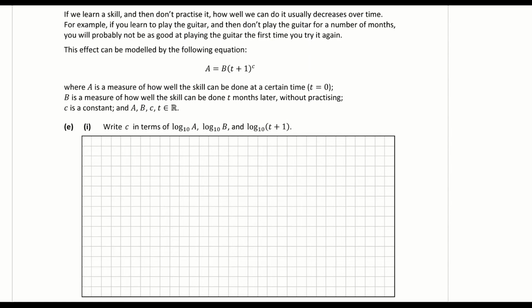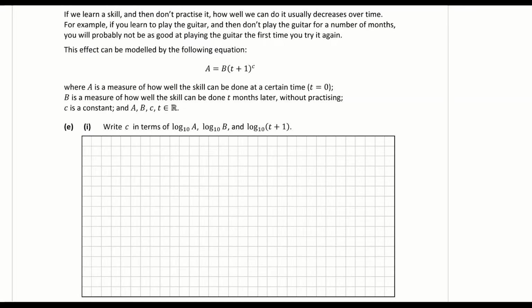Looking now at part 1 of the next question: if we learn a skill and then don't practice it, how well can we do? It usually decreases over time. For example, if you learn to play the guitar and then don't play for a number of months, you'll probably not be as good when you try it again. This effect can be modeled by the following equation. The question says write C in terms of log a to the base 10, log b to the base 10, and log t plus 1 to the base 10.